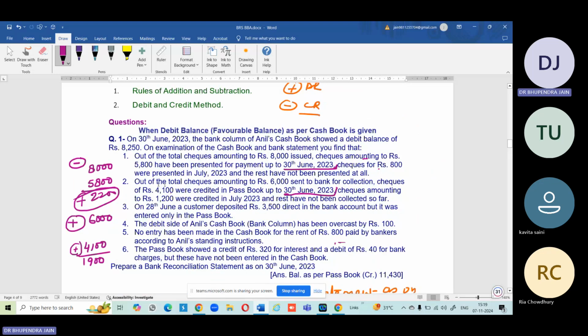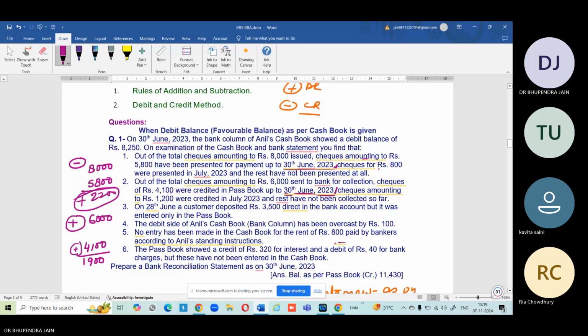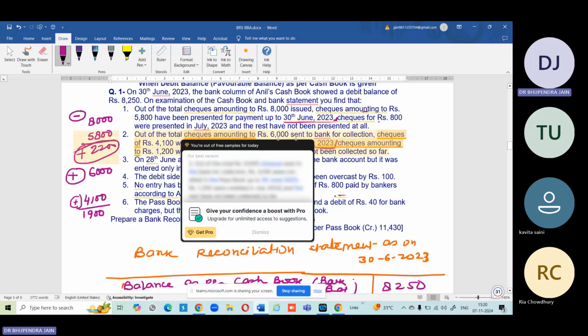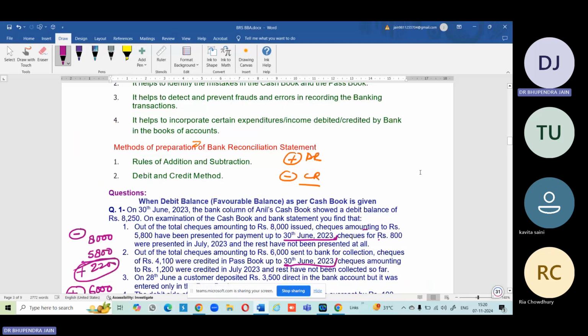Out of total check amounted to 6,000. Yes, sir. Okay. Beta, it is written: out of the total check amounted to 8,000 issued. Sorry, no. This one. Out of the total check amounted to 6,000 sent to bank for collection. When you send to collection, whenever you receive the check from the party.